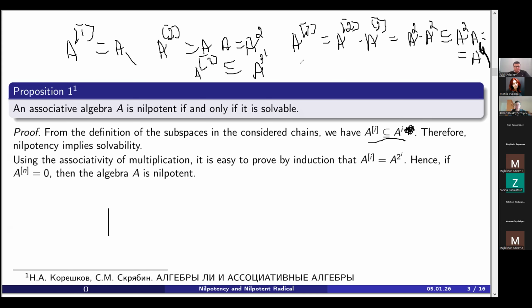What is a, and what is a^[i]? You should give the exact definition. What is this? After that, you will prove the proposition.